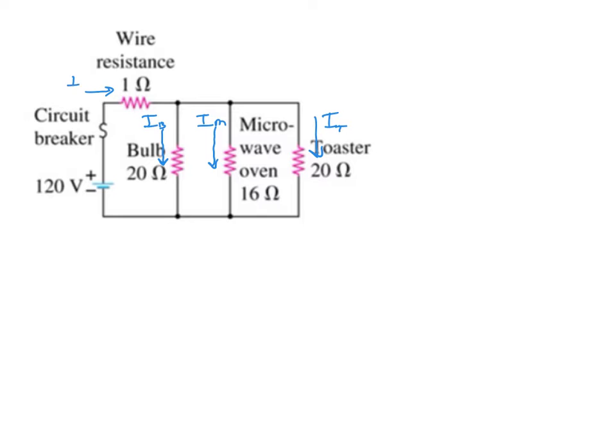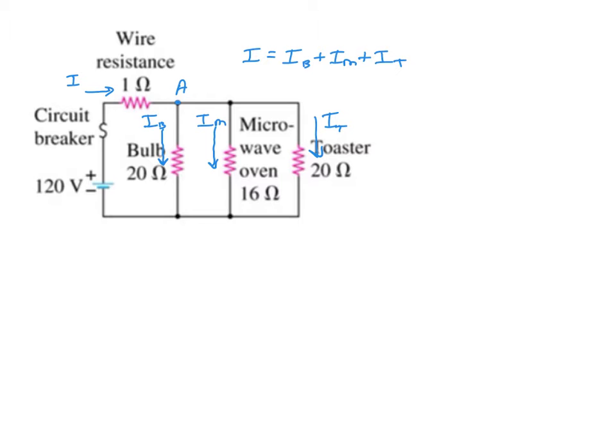I know this I total, I'll just call it I. The I coming into junction A has got to add up to the three currents leaving that junction. So IB plus IM plus IT has to add up, because of the junction rule: whatever charge comes into junction A, the same charge has to leave junction A.